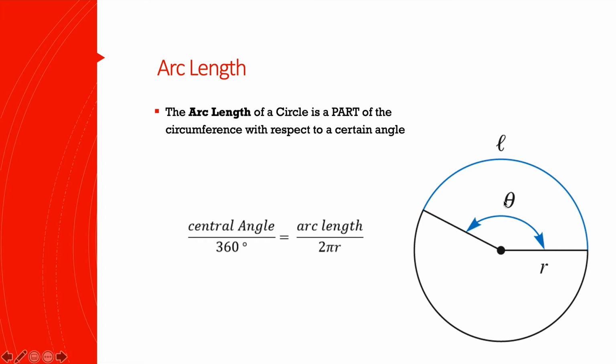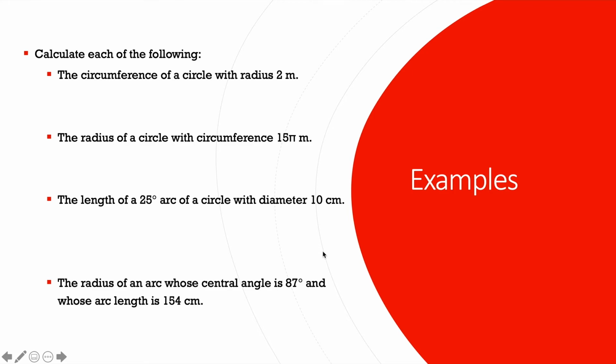I am saying I want some angle out of the whole circle. Well, the central angle is what I'm looking for out of that whole entire circle. A whole circle is 360 degrees. And that is going to be equal to the ratio of the arc length, so again, the corresponding length to the angle, over the entire circumference. And this is just the formula for circumference, 2 times pi times r. So that's where that's coming from. We're looking at the ratio of the part to the whole for the angle and the part to the whole for the circumference. Let's take a look at some examples.